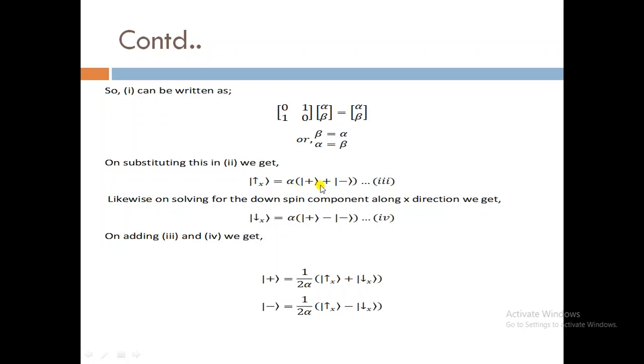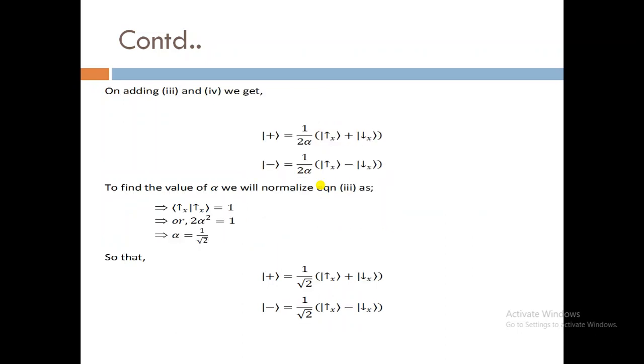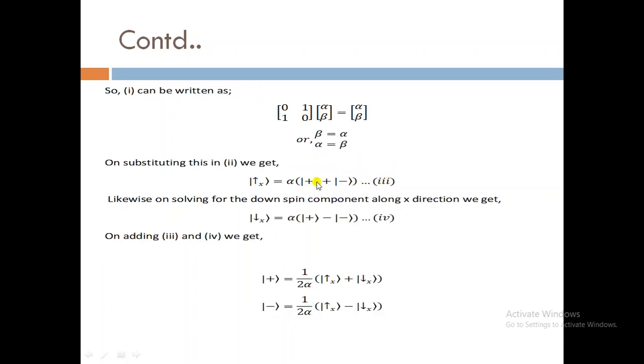Because the complex conjugate should be multiplied. That is how 2 alpha square would come. This you can check here. If we take the complex conjugate of this, it would be alpha star, and the complex conjugate of the ket would be the bra, or its Hermitian conjugate.